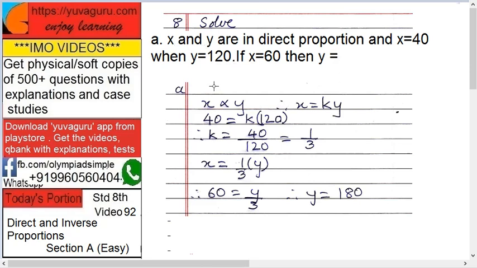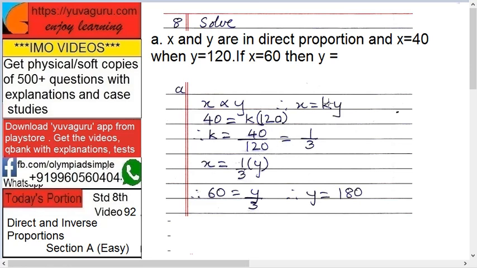X and y are in direct proportion, so x is directly proportional to y. Convert to equals: x equals ky, k constant, right? Now two values are given, x 40, y 120. Therefore 40 equals k into 120. So k equals what? Bring 120 on the other side: 40 upon 120, 1 by 3.